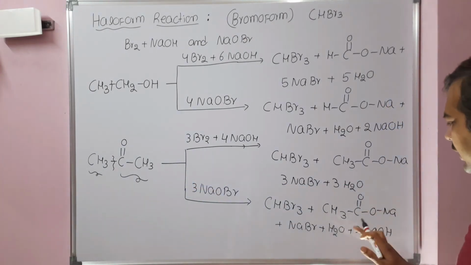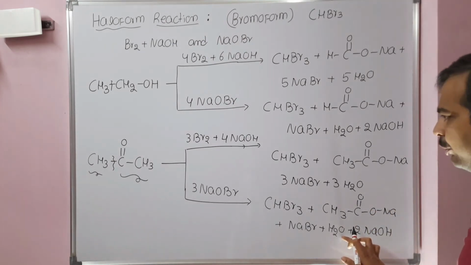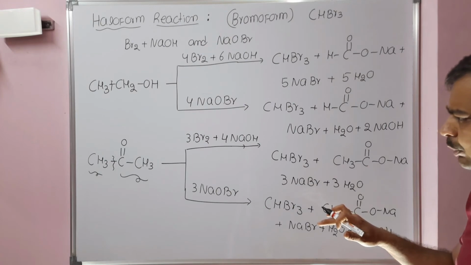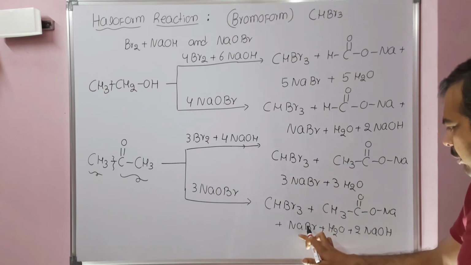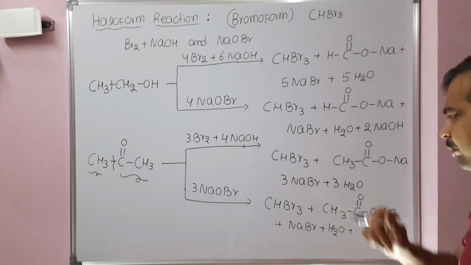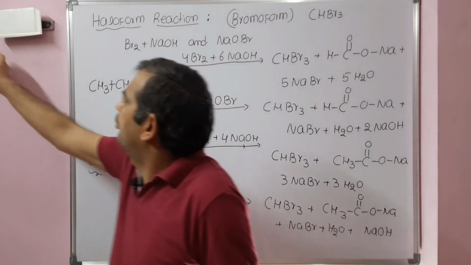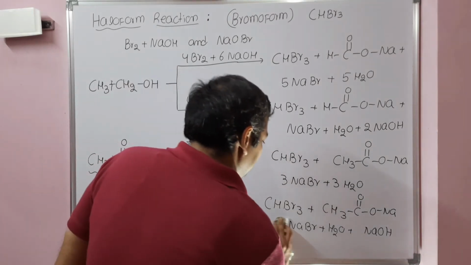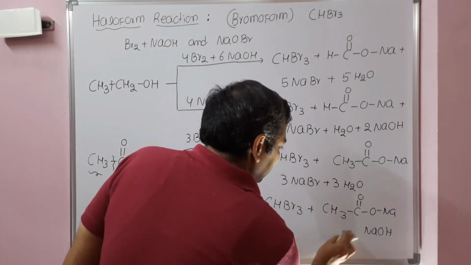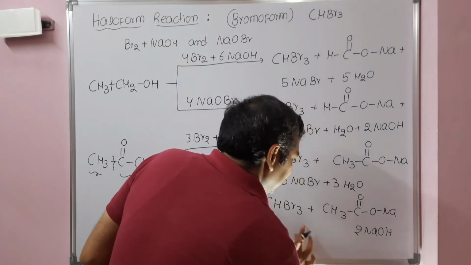3 oxygens are there: CH3COONa, H2O. How many sodium hypobromite? 3 sodium, 1 plus 2. Only 1 molecule of sodium hydroxide. Why? Let's see, is it balanced? Sodium bromide will not be obtained here and water will not be obtained. 2 molecules of sodium hydroxide will be obtained here.